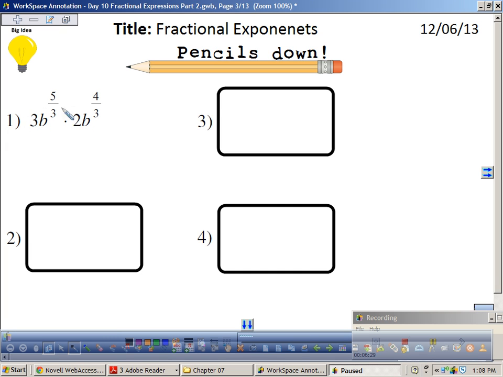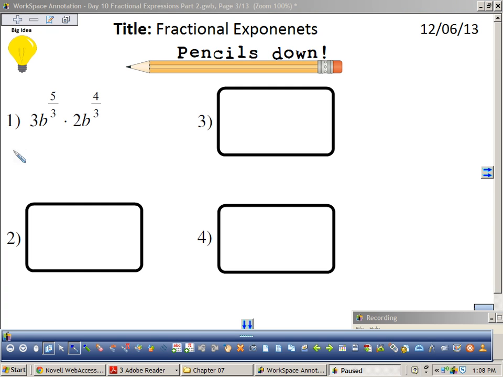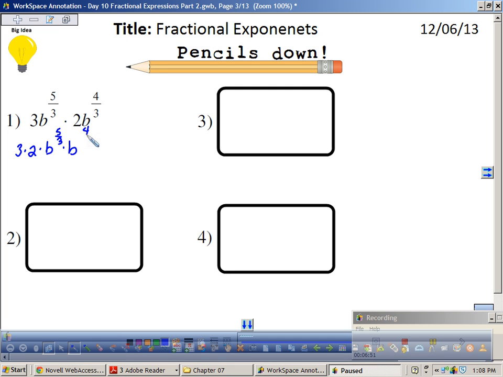So I know that 3 and 2 are not involved in these fractional exponents, right? There's no parentheses around them. So I can use the commutative property to move things around here. Let me change my color. I have 3 times 2 times b to the 5/3 times b to the 4/3.